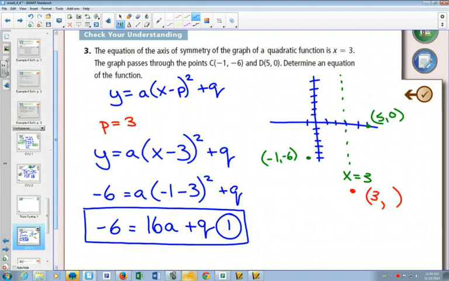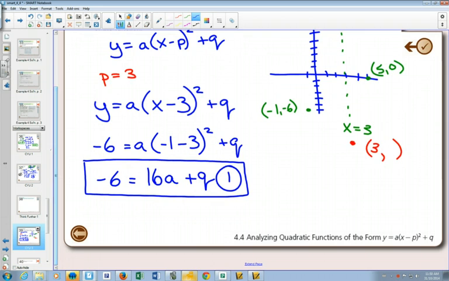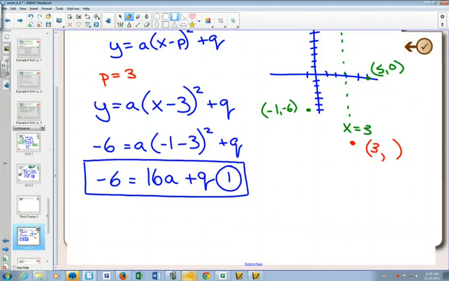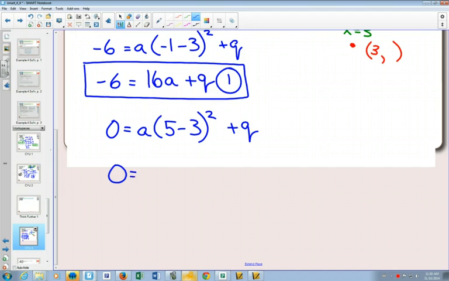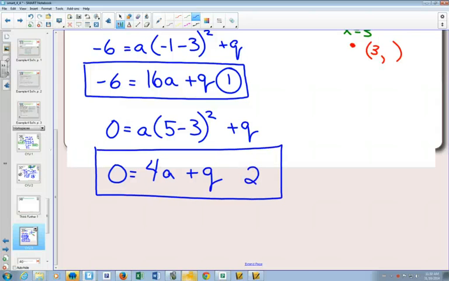Because when doing a system of equations, there's 2 things I don't know in this. I don't know a and I don't know q. In order to figure them out, I need to have another equation, but I can get another equation because I have another point. So to find a second equation, I plug in my second point. We know that when x is 5, y is 0. Simplifying this, 5 minus 3 is 2, 2 squared is 4. I'm going to call this equation 2.